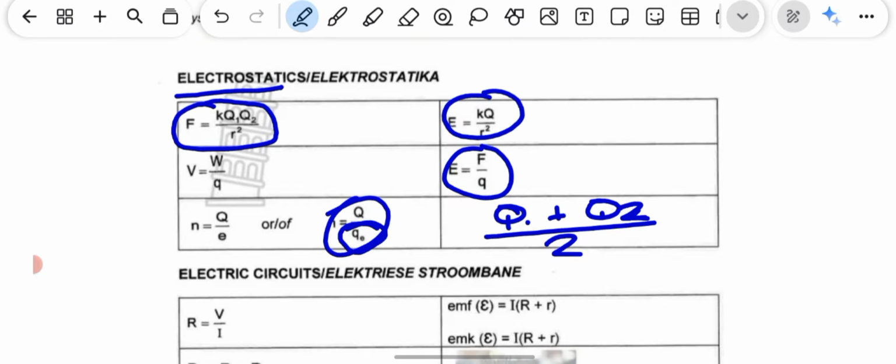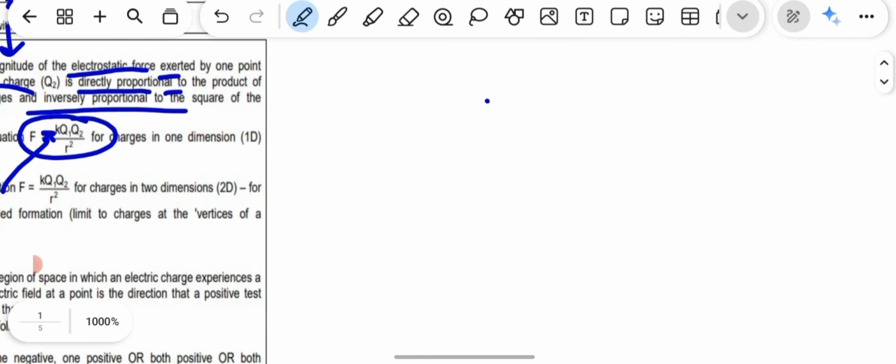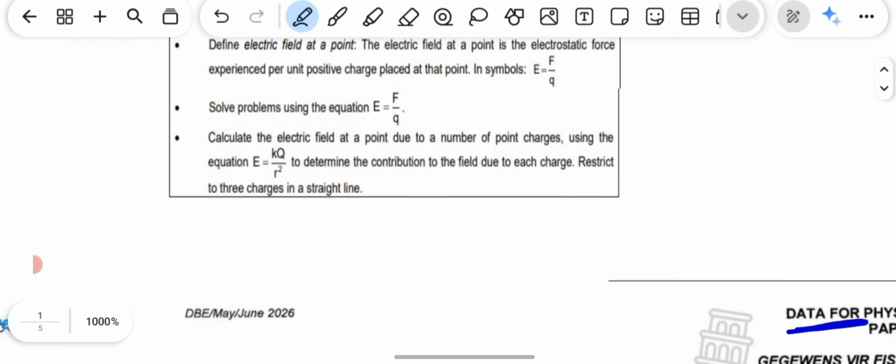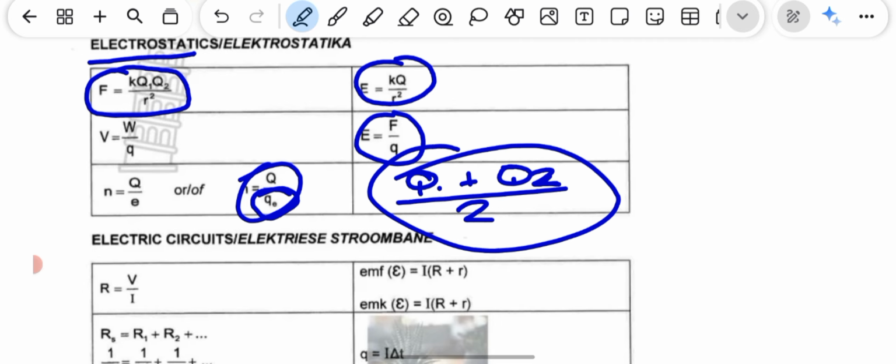Because remember, if we are going to have two different charges, Q1 and Q2, these are our different charges. If this one is positive and this one is negative, they are going to attract and be in contact with each other. Now, after they have separated, if we separate them again, this is what this formula means. And they are going to ask you a question like that. You're just going to use this. It's very simple. So I hope you guys understand the basics.